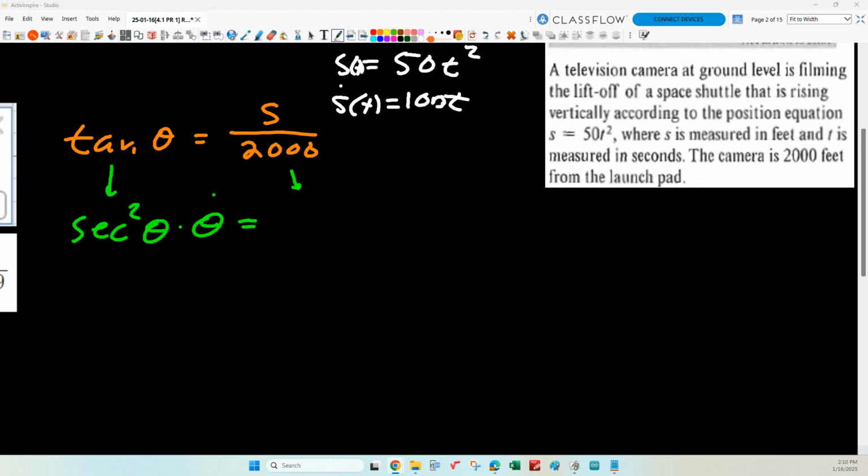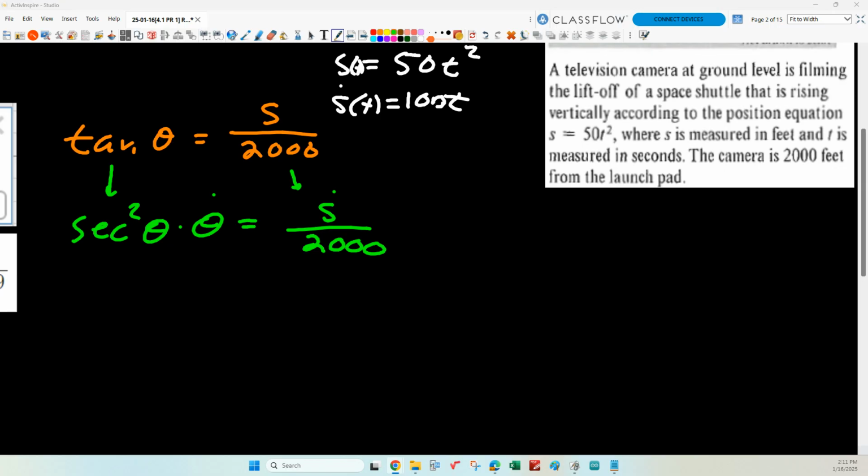That's just like 1/2000th times S, right? The 1/2000th just stays put. That's a constant. What's the derivative of S with respect to t? S dot, yeah. Right? Okay, does that make sense? Okay, good. All right, so now we've got to solve for theta dot, right?